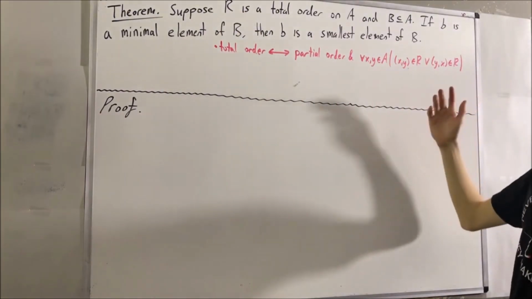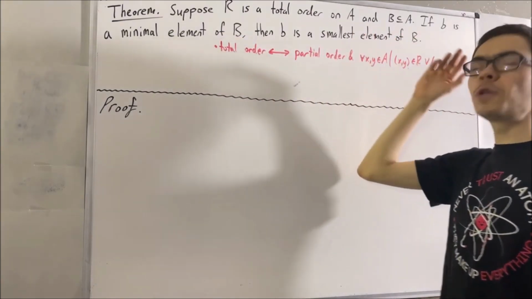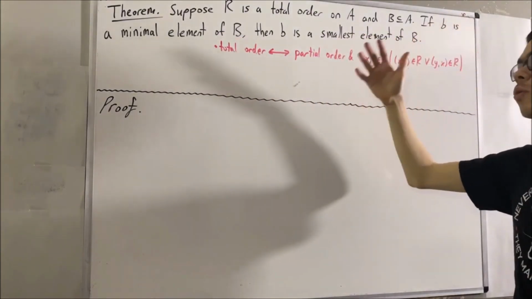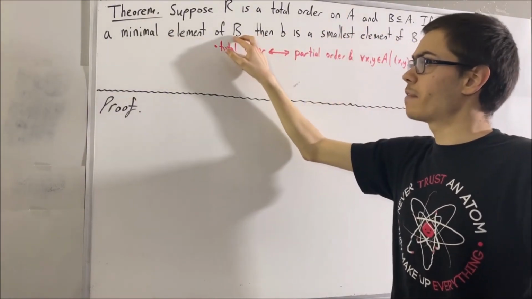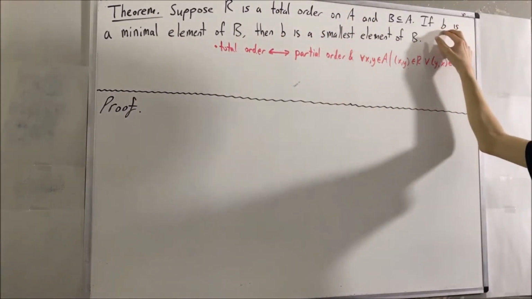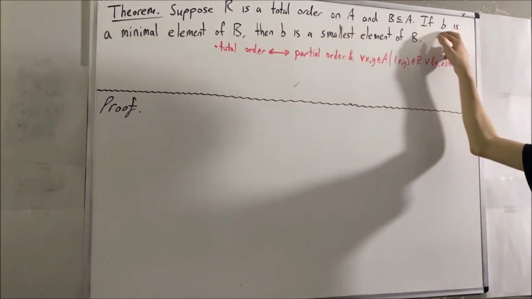Second, what does it mean for b to be a minimal element of B? Well, there's a few ways of saying it, but we're going to say that it means for every element x in B, we have that if (x, b) is an element of R, then x is equal to b.